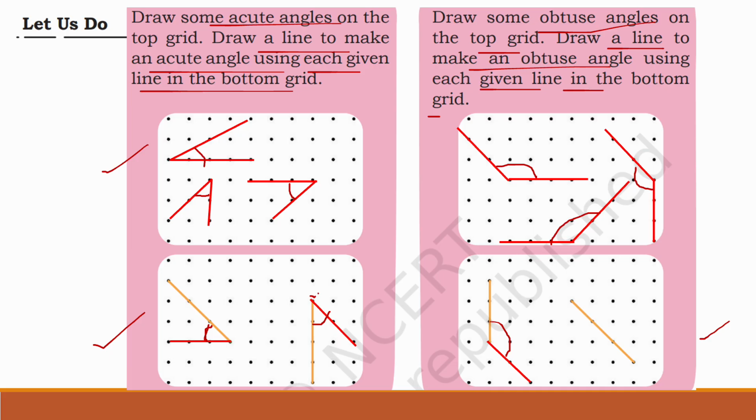Then, you can create one more obtuse angle. One line is given. So, you can draw like this. So, this is another obtuse angle. You can create your own obtuse angles.